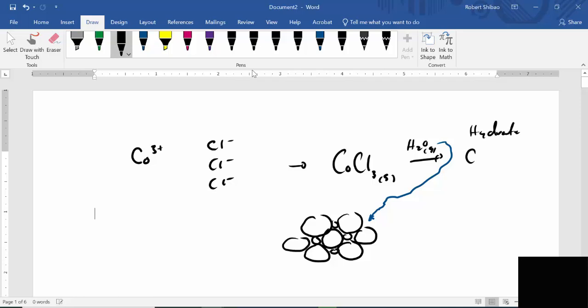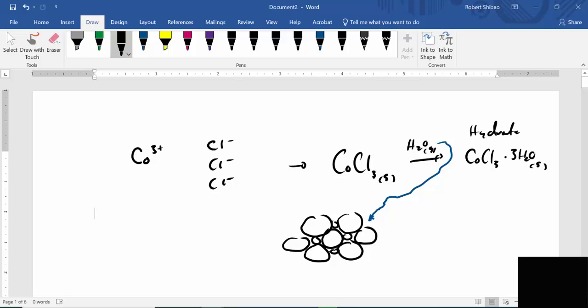A hydrate would be something like this, cobalt-3 chloride dot 3H2O. And this is still a solid. So what would we name that? We call it cobalt-3 chloride blank hydrate. Trihydrate. Cobalt-3 chloride trihydrate. What's the max number of waters? Well, it depends. We could form monohydrate, dihydrate, trihydrate, tetrahydrate. The max number of waters depends on how many you can fit in there.